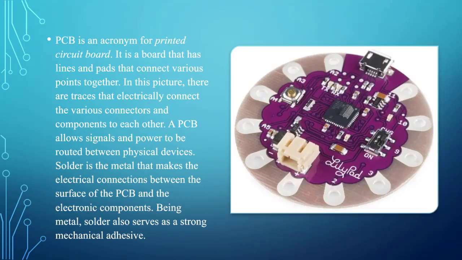PCB is an acronym for printed circuit board. It is a board that has lines and pads that connect various points together. In the picture above, there are traces that electrically connect the various connectors and components to each other. A PCB allows signals and power to be routed between physical devices. Solder is the metal that makes the electrical connections between the surface of the PCB and the electronic components. Being metal, solder also serves as a strong mechanical adhesive.